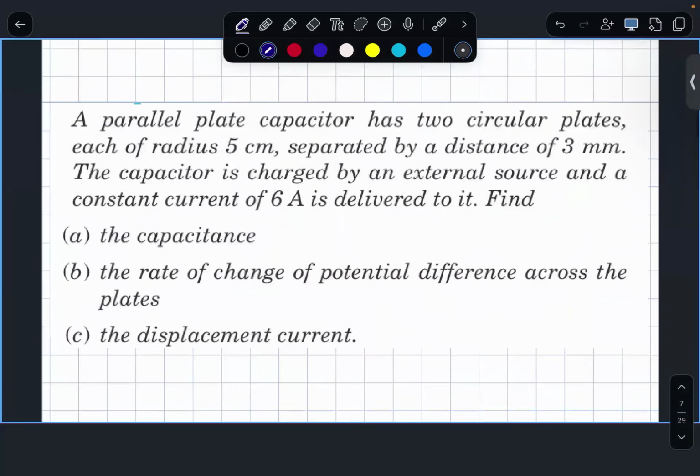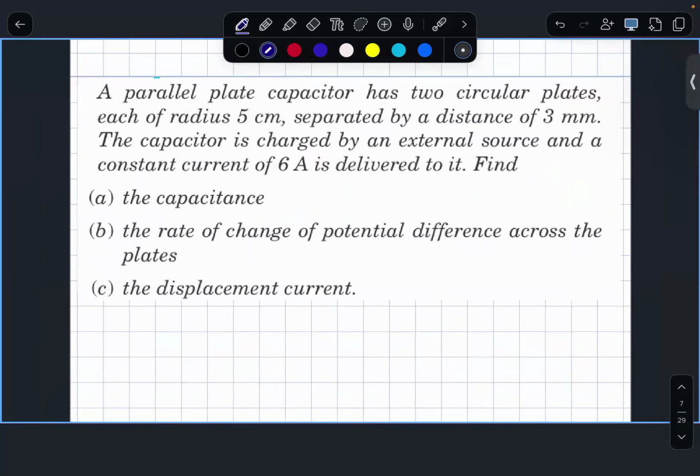A parallel plate capacitor has two circular plates, each of radius 5 centimeter, separated by so and so distance. Capacitor is charged by an external load and a constant current of 6 amps is delivered to it. Find capacitance. Epsilon naught A by D gives you capacitance. The rate of change of potential difference across the plates. Q is equal to CV. Current is equal to C dV by dt. The displacement current. This is the displacement current.